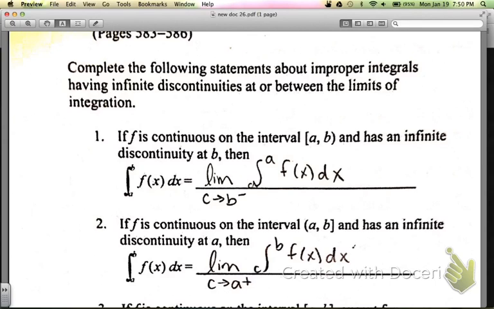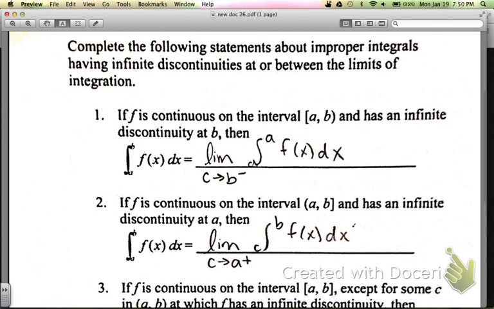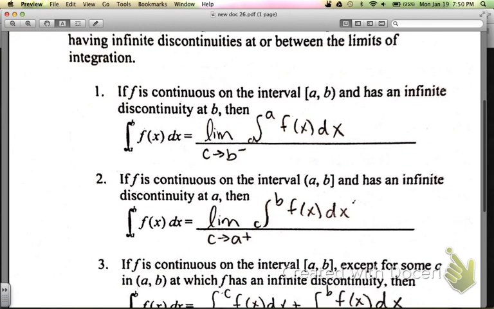So the first one says, if f is continuous on the interval from a to b and has an infinite discontinuity at b, in other words, making it undefined, then you can take the limit as c approaches b from the negative side. And I believe this here is supposed to be a c, not an a. So let me change that. So this down here is a. This should be a c. So the limit as c approaches b from the negative side, or from the left-hand side of f of x dx.